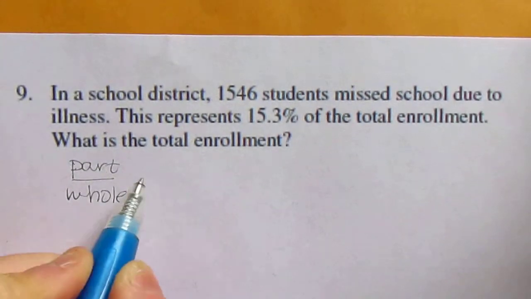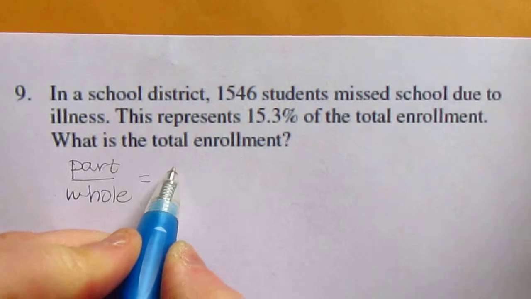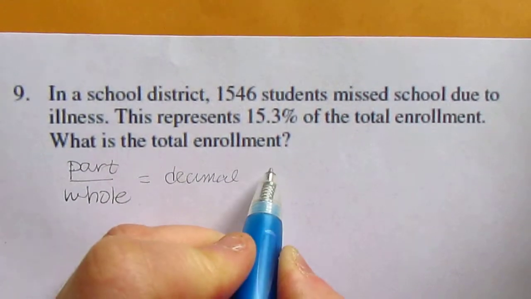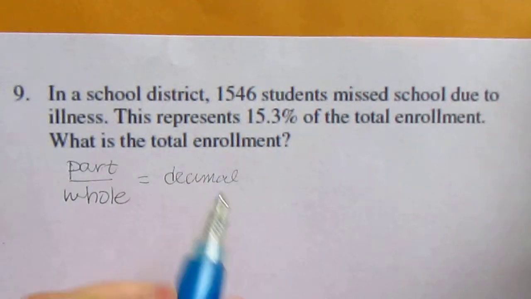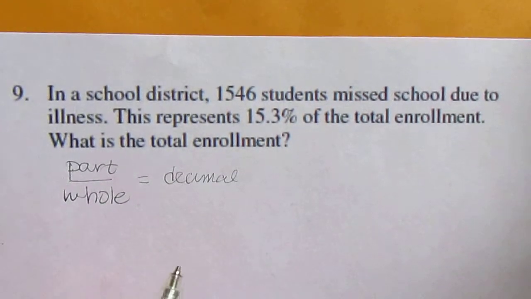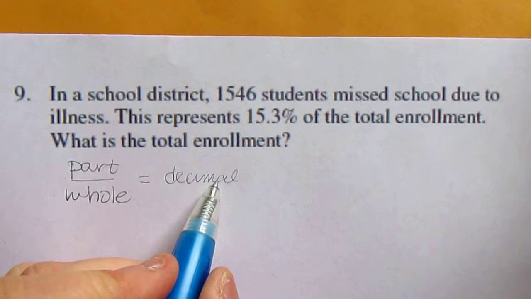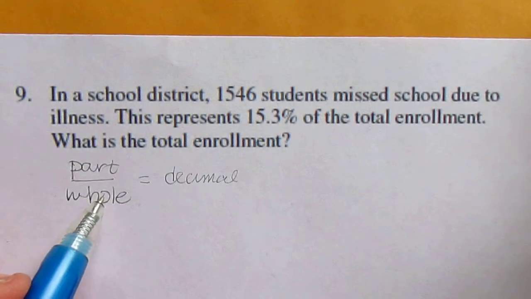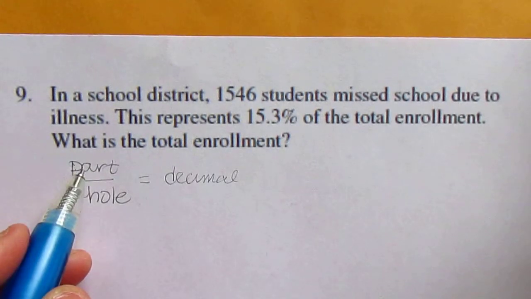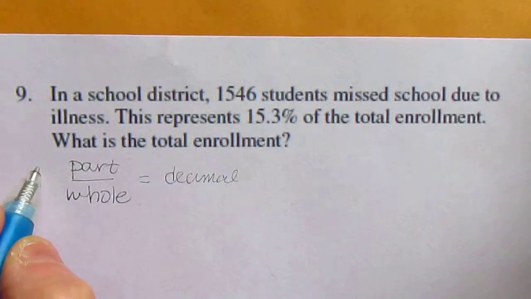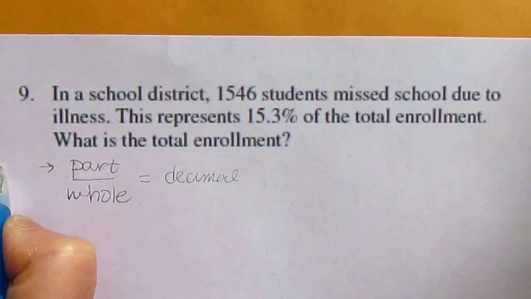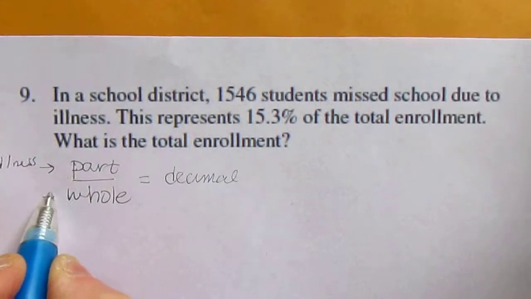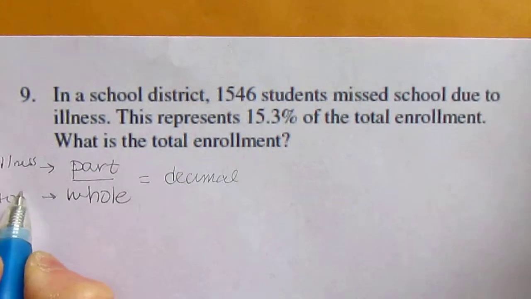Part of the total equals a decimal. You may have seen this as percent over 100. Let's go with the decimal and see what happens. You can set this up as a proportion or just look at the definition. So these are numbers. These are illness students due to illness, and this is the total number of students.